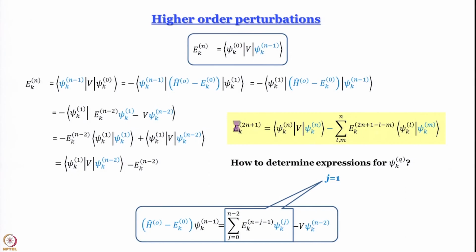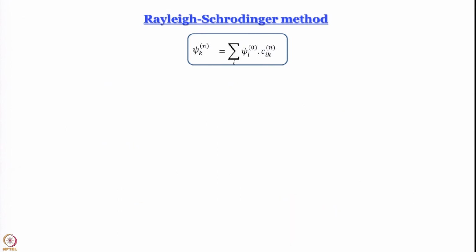Now the question is this, we are using this psi k Lth, psi k mth, how do I find those? What is the expression for psi k qth? There are two ways of doing it, one is by using a variational method, we skip that for the time being because we have not discussed the variation method yet, we will do that. For now what we do is we briefly discuss what is called the Rayleigh-Schrodinger method.